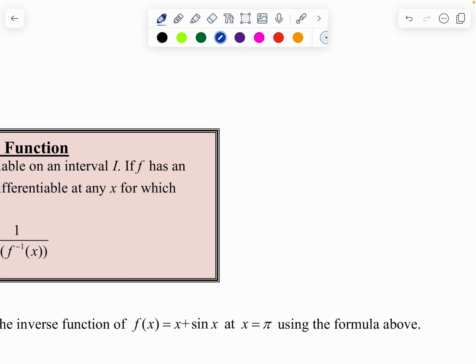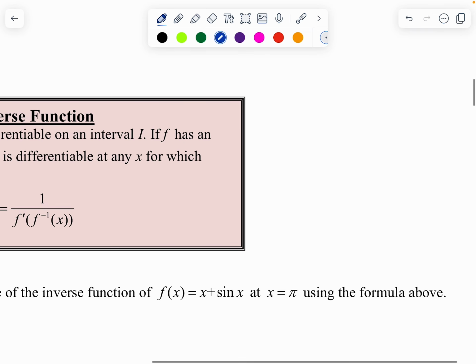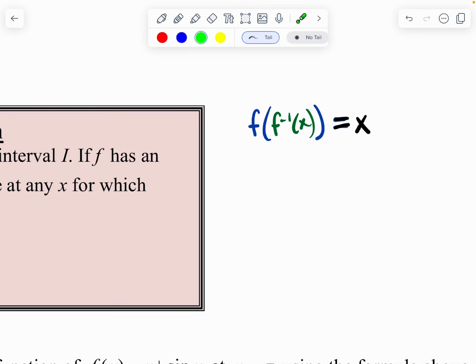So let's remember what we said about derivatives of functions and inverses. If we have f and we have f inverse in here, right? If we do f of f inverse, we should end up with x as our answer. That's just a truth. That's an actual true statement. That's the definition of two inverse functions.